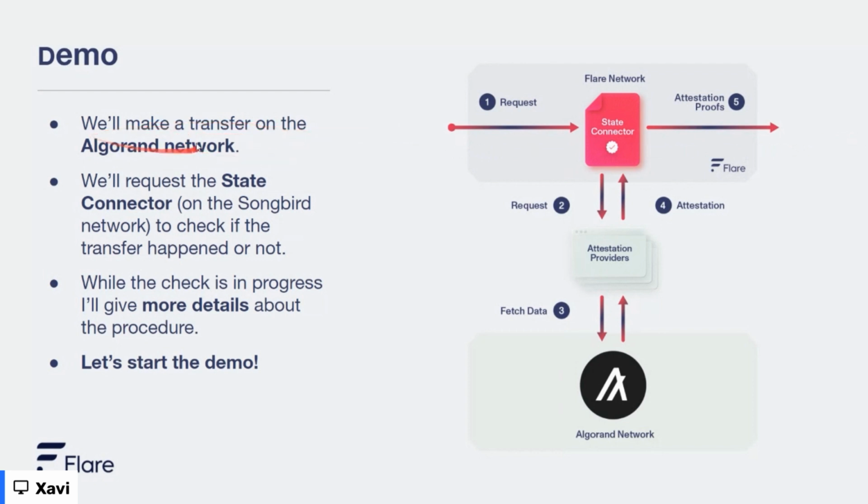So for the demo, we will be making a transfer into the Algorand network. We could have used the Bitcoin network also. We've got that already implemented, but then the demo would have taken a bit longer. So we use the Algorand network. And once the transfer is done, we will request the state connector whether that transfer has happened or not on a different blockchain. So let's start the demo. So I pass the baton to Luca.